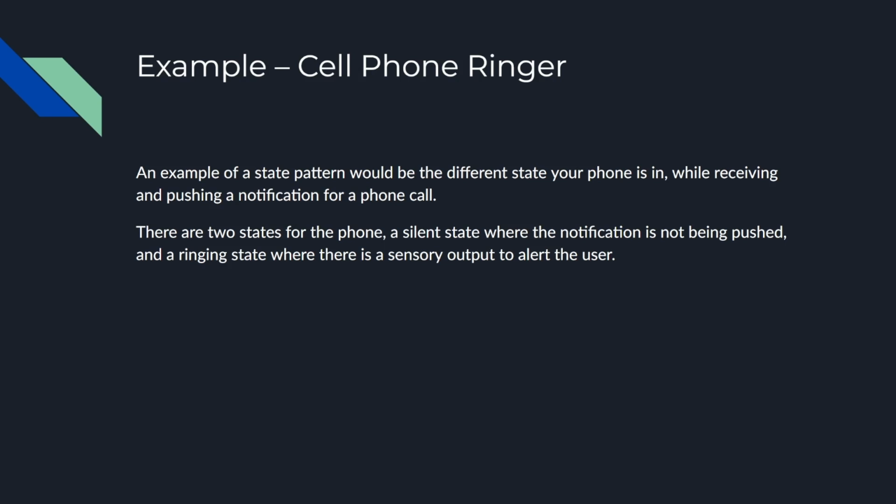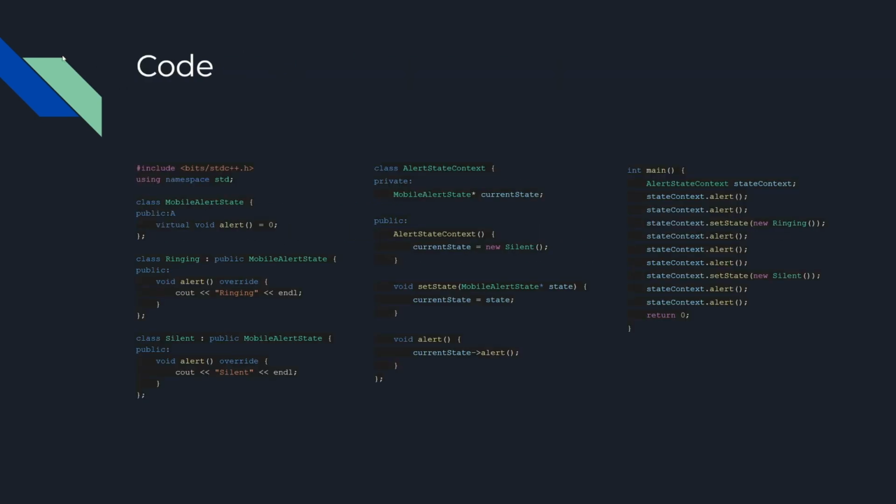An example of a state pattern would be the different states your phone is in while receiving and pushing a notification for a phone call. There are 2 states for the phone. You have your silent state, where the notification is not being pushed, and a ringing state, where it calls for a sensory output to alert the user. And so we go into the code for that.